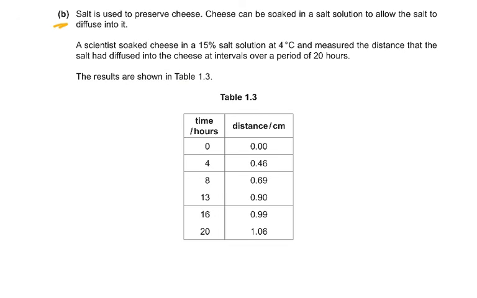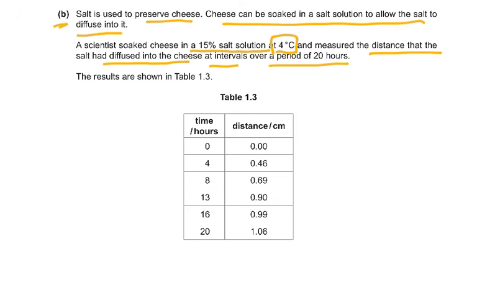B part of the question says salt is used to preserve a cheese. Cheese can be soaked in a salt solution to allow the salt to diffuse into it. A scientist soaked cheese in a 15% salt solution at 4 degrees Celsius and measured the distance that the salt had diffused into the cheese at intervals over a period of 20 hours.